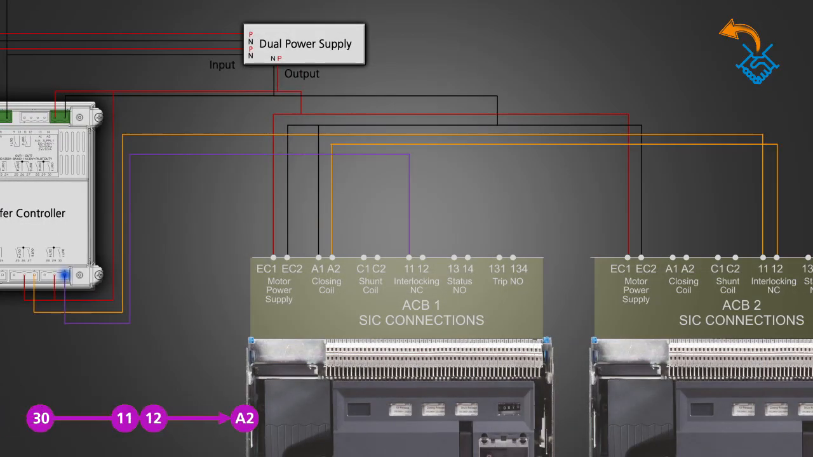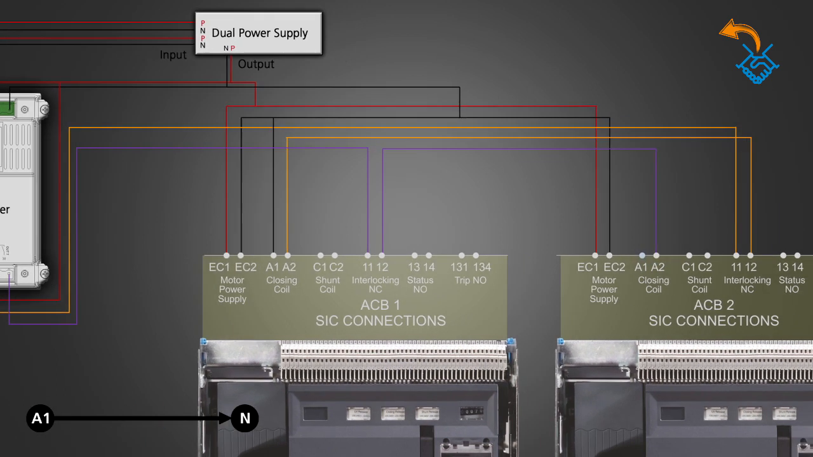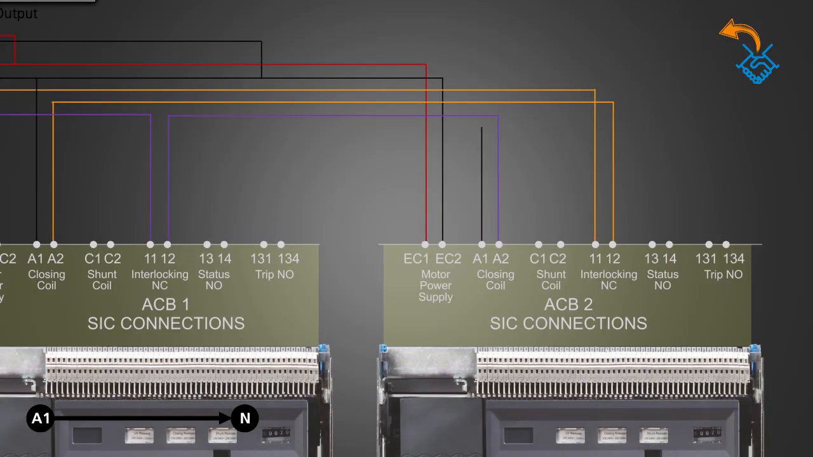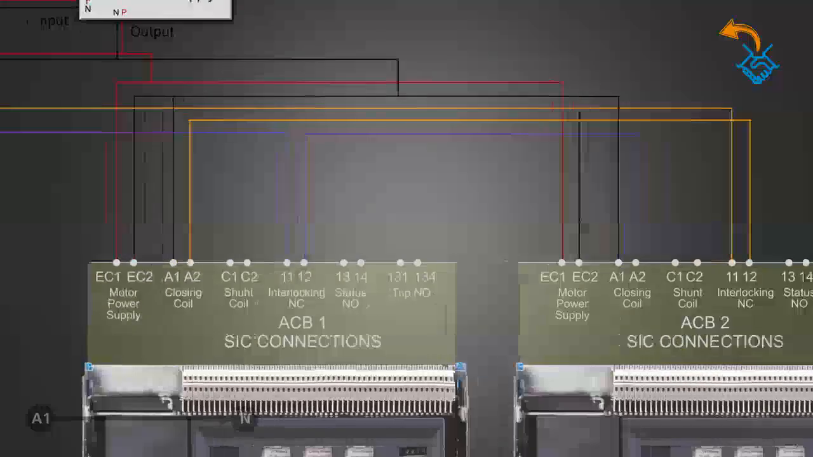Terminal 30 of output 7 of the controller is connected to the terminal A2 of the closing coil SIC of ACB2 through NC contact SIC number 11 and 12 of ACB1. The terminal A1 of closing coil of ACB2 is connected to neutral.